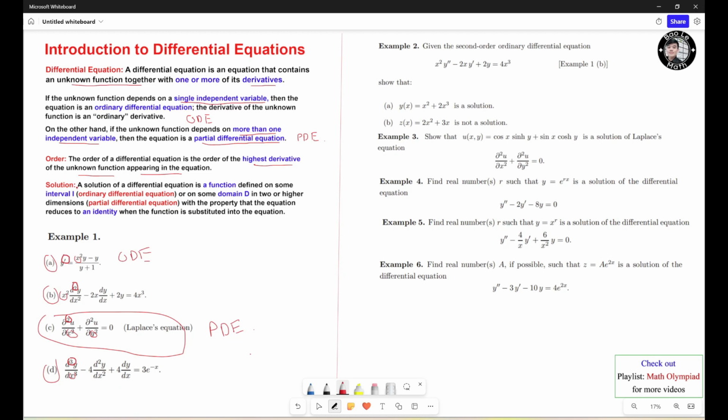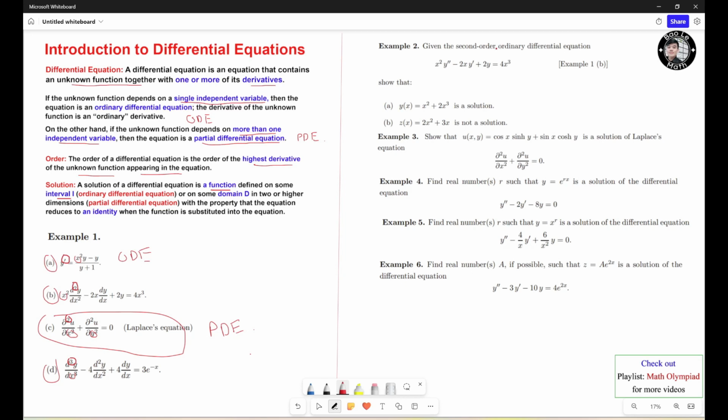And the last one, solution. A solution of a differential equation is a function defined on some interval I with an ordinary differential equation, or on some domain D in two or higher dimensions with a partial differential equation, with the property that the equation reduces to an identity when the function is substituted into the equation. Alright, so we take a look at example number 2.